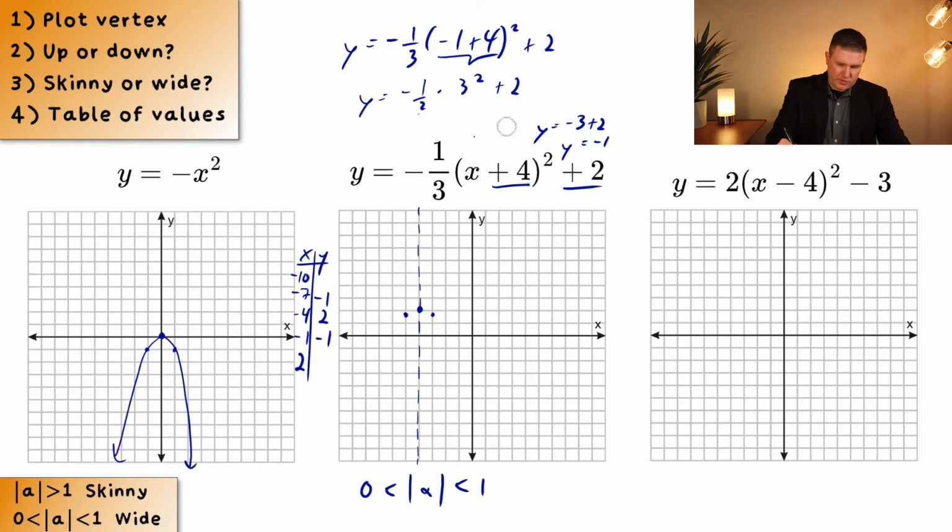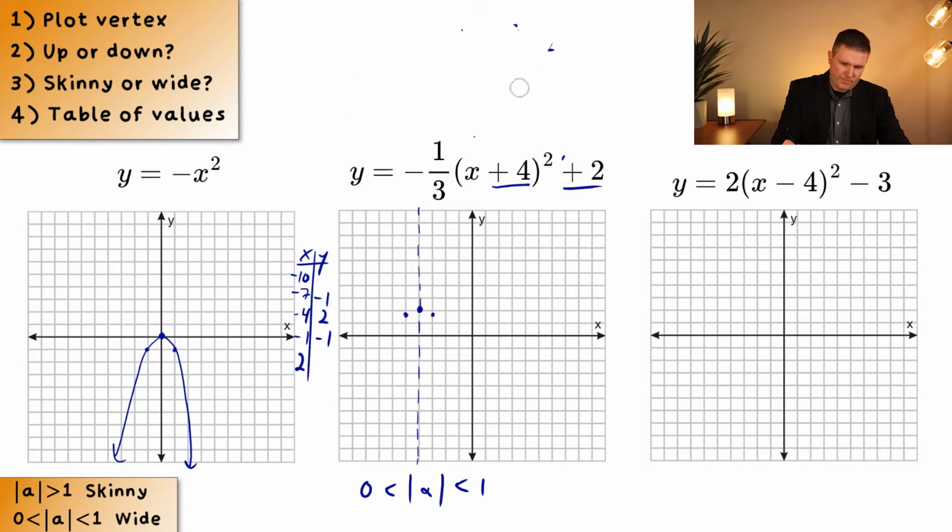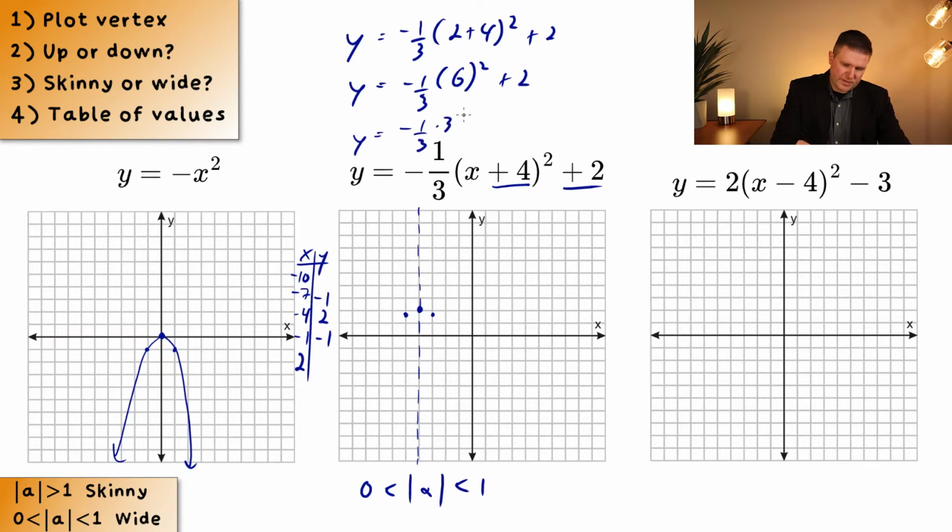So quickly, I'm just going to do my 2, and we'll see what we get for our 4th and 5th points. So plugging 2 in, y equals -1/3 times 2 + 4 squared + 2, and then -1/3 times 6 squared + 2, negative 1/3 times 36 plus 2. If you're multiplying by a third, by the way, that's the same thing as dividing by 3 in case you didn't catch that last time. A third of 36 is 12, but it's negative 1/3, so negative 12 plus 2, y is negative 10. So I can mirror that across over here as well.